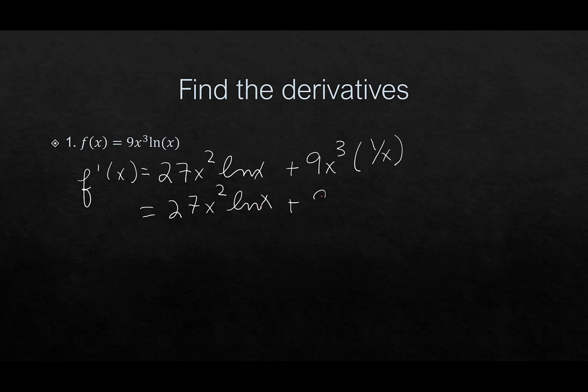9x cubed times 1 over x becomes 9x squared. I'm perfectly okay with you leaving it this way, or if you wanted to, you could factor out a 9x squared. You would get 3 natural log of x plus 1.